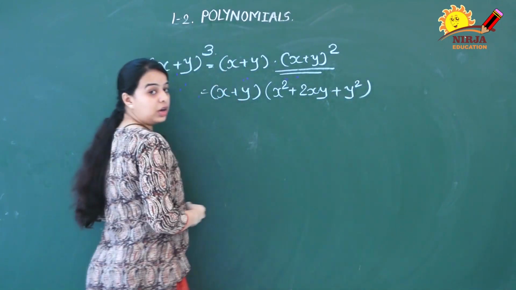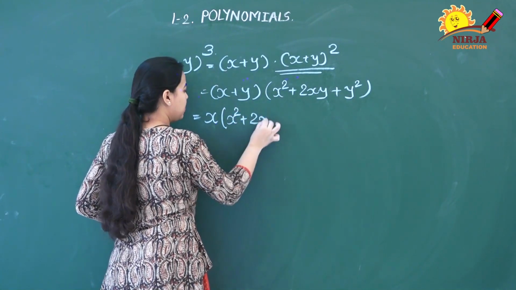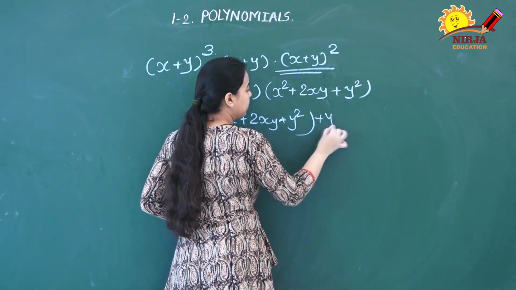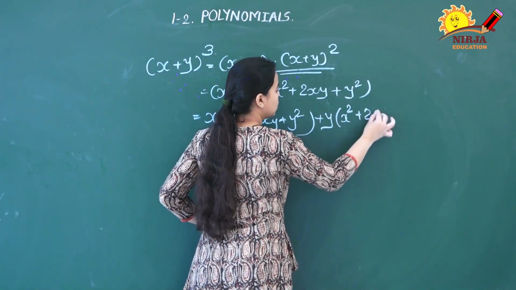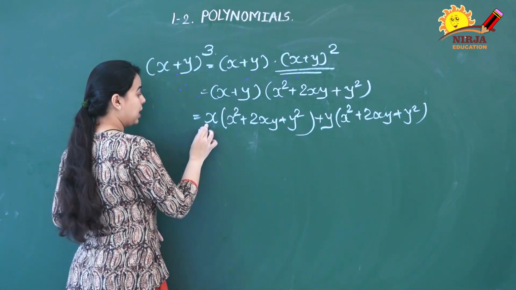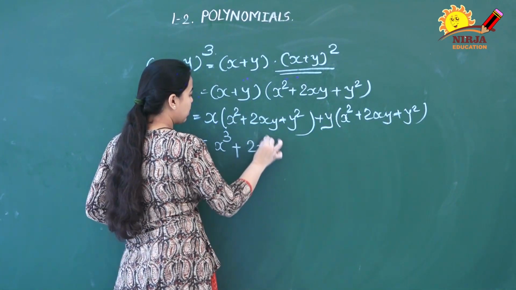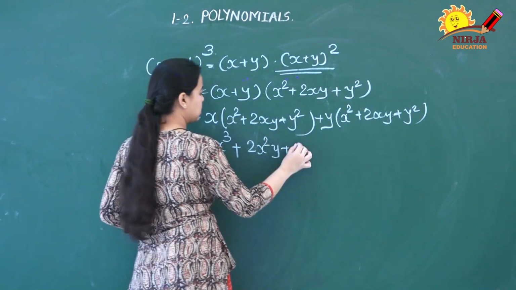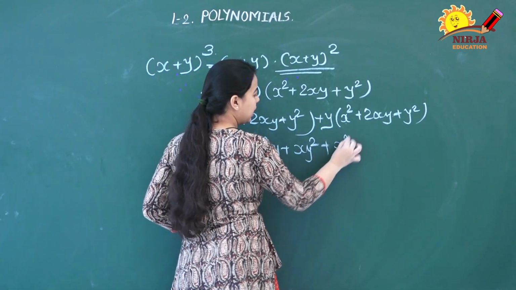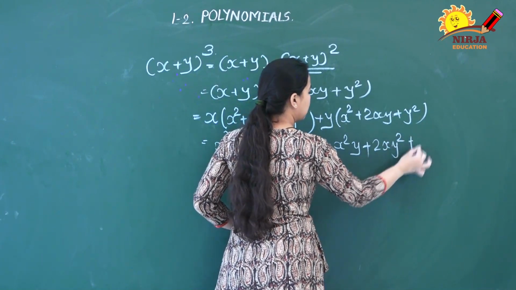If we solve it further, x multiplies the whole term x² + 2xy + y², and now it's the turn for y multiplied by x² + 2xy + y². Let's multiply. x multiplied by x² is x³, plus 2x²y plus xy², plus here also x²y plus 2xy² plus y³.